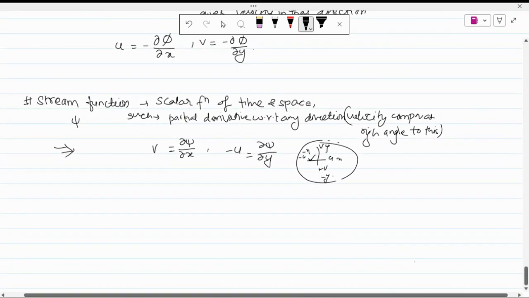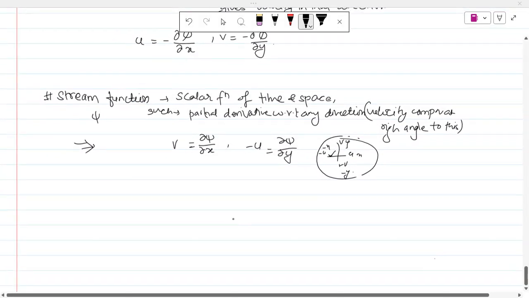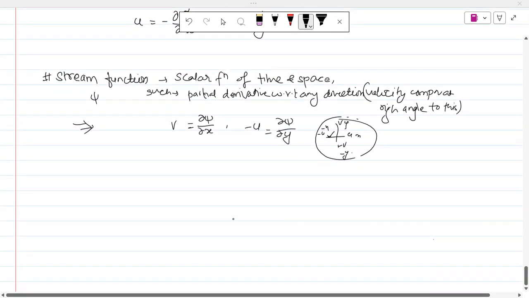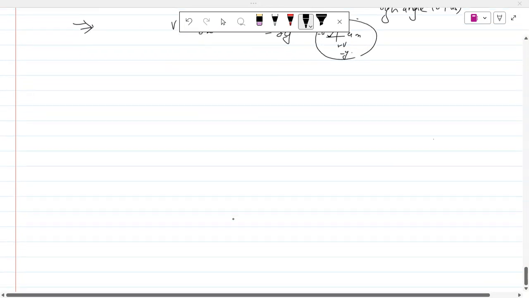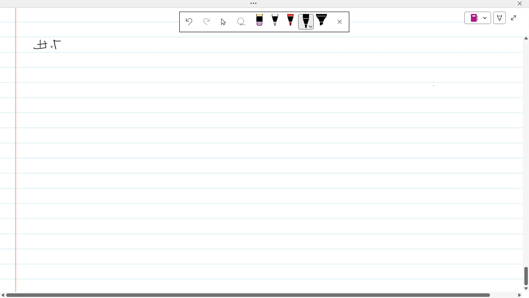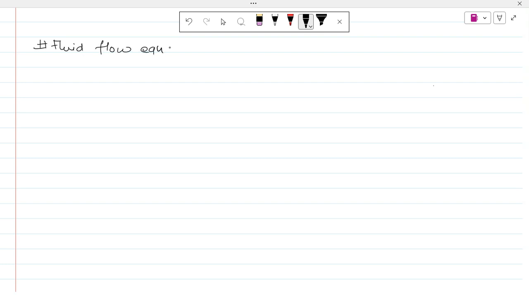Okay, since we have known about stream function, velocity potential, and different flow movements, we are going to discuss fluid flow equations and dive a little bit into fluid dynamics. Fluid flow equations.